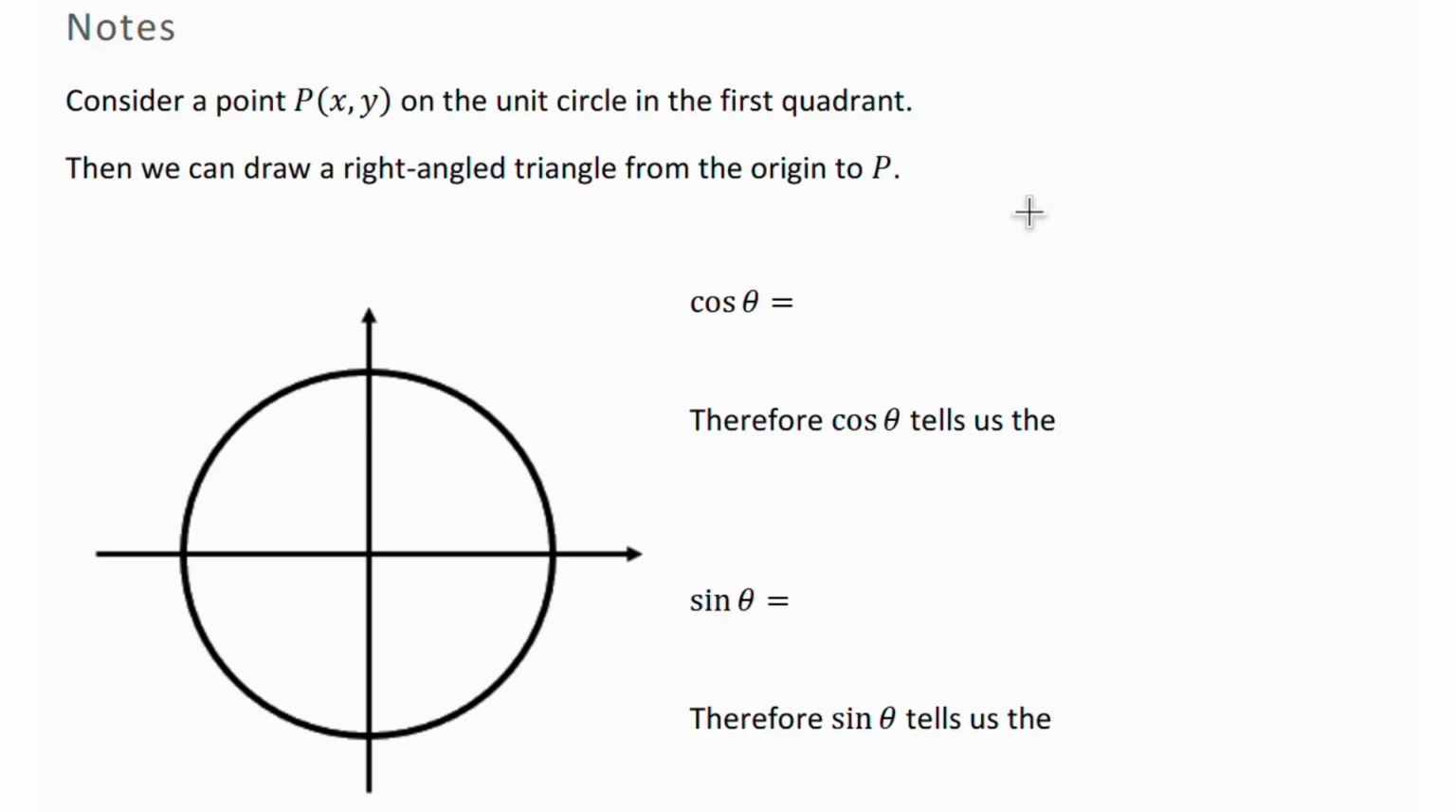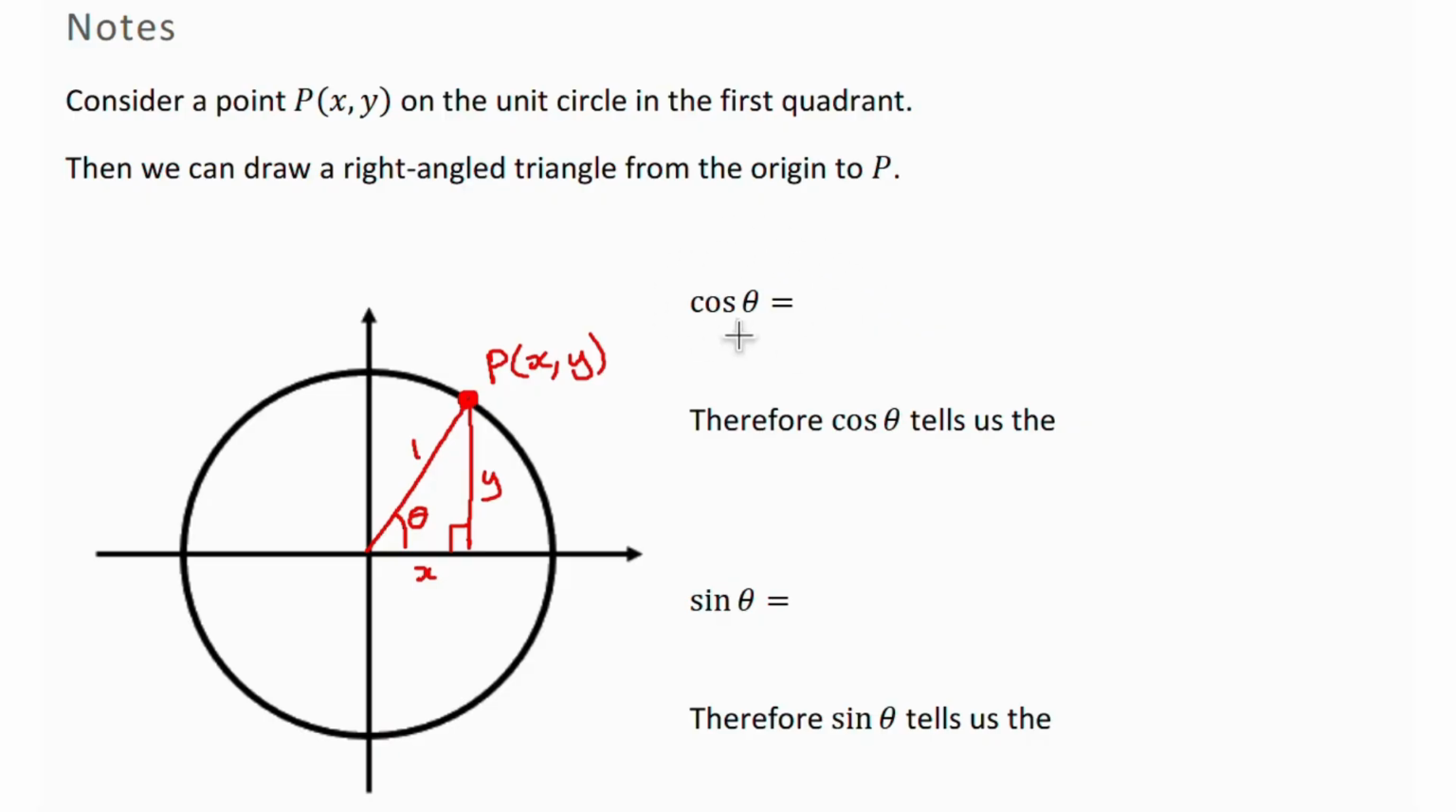How does it relate? So consider some point on the unit circle, and we'll stick to the first quadrant for now, which I'm going to call P, with coordinates x, y. We can draw a right angled triangle going to P with x and y, and this length here being 1 because it's a unit circle. And this angle we're going to call theta.